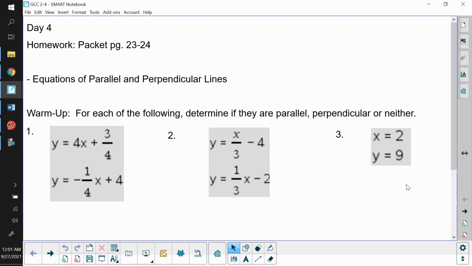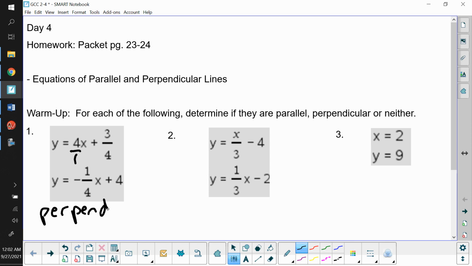All right, the first one, our first slope is 4. The second slope is -1/4. Well, if you flip and negate 4 over 1, you get -1/4, so these would be perpendicular. And remember our shorthand symbol for perpendicular, it looks like an upside down capital T.